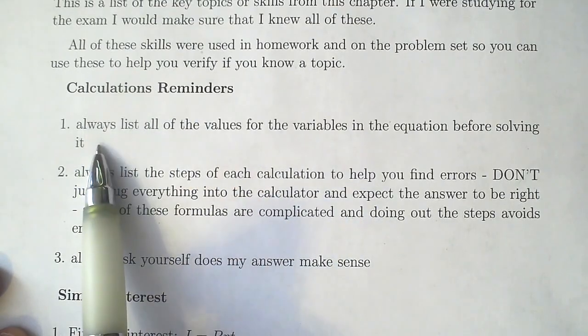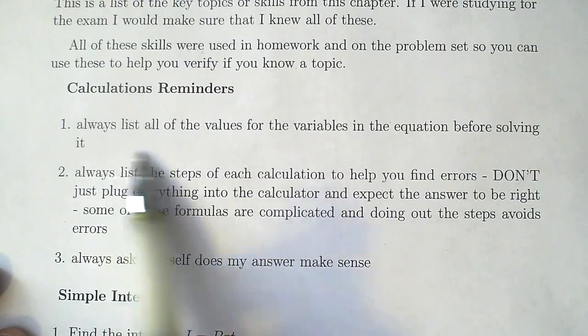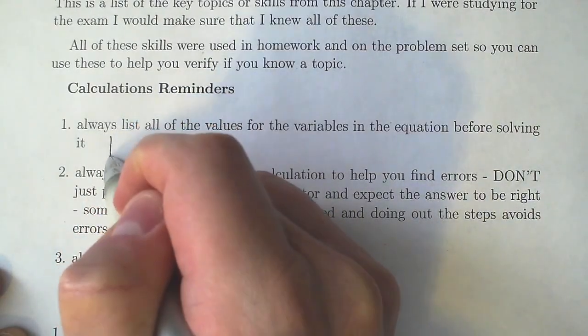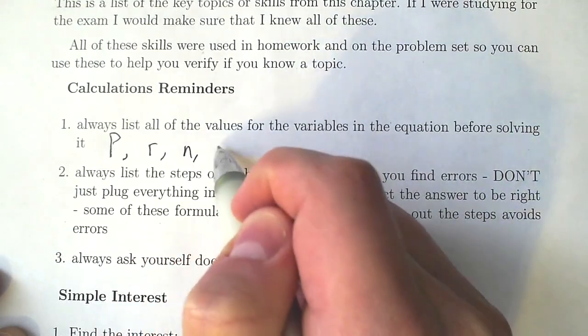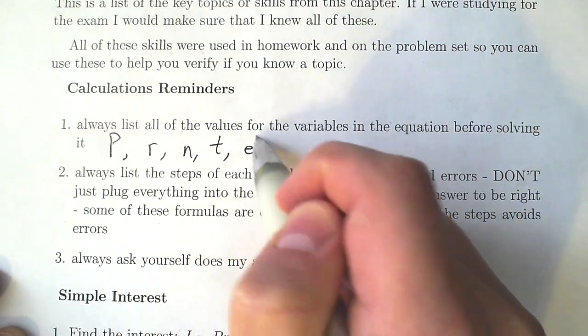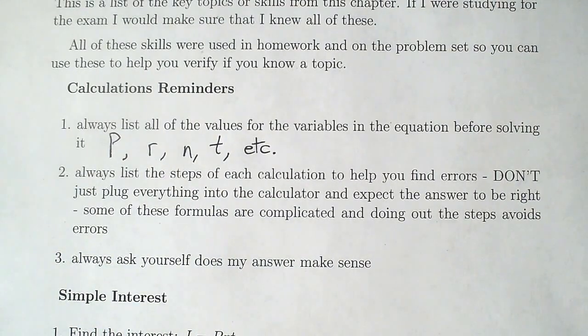So calculation reminders. Number one, always list all the values for the variables in the equation before solving it. So the values for the variables means things like P, R, N, T, etc. A might be another one of them. It just depends on the problem. But I do think it's a good idea to write those out before you get too deep into the problem. Organize all the information that's given. And sometimes if one of them is not given, I might say that it equals question mark, to remind myself that that's the one I'm trying to find.